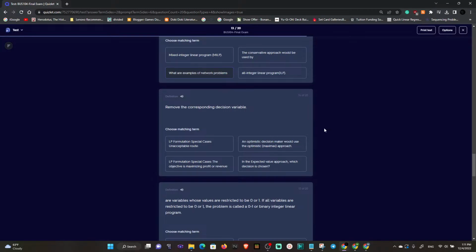Remove the corresponding decision variable. These two are wrong on the right. What about the left? Go with the corresponding decision. That looks like it could be the answer. B? Remove the corresponding decision variable. Actually, wait, let me think about it real quick. This one's a thinking one.